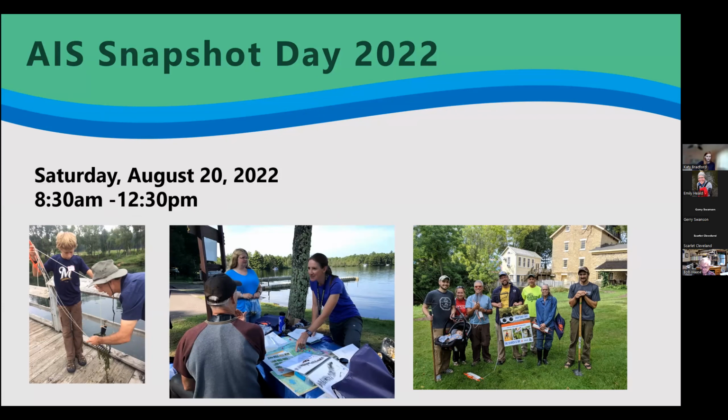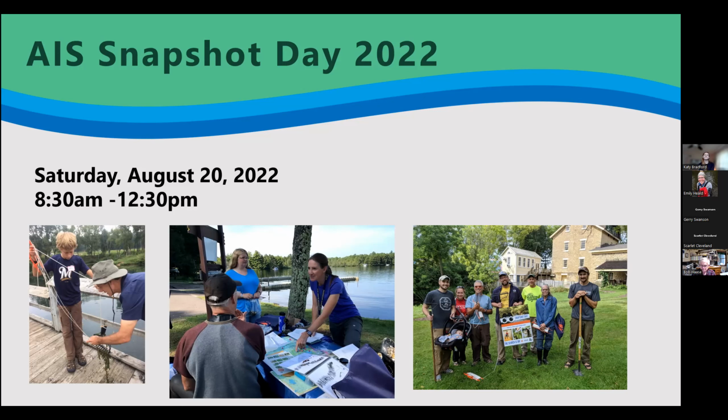It's a really awesome event. It's one of the most data-rich invasive species events in the entire state. We gather a ton of valuable information on species distribution, and that helps us better contain and control invasive species. So mark your calendars. This year, Snapshot Day is on August 20th from 8:30 to 12:30. And registration for that is not open yet. It'll be opening in June, and more information about that will be coming through email and Facebook posts from us once registration opens. We just wanted to get it on your radar for now.